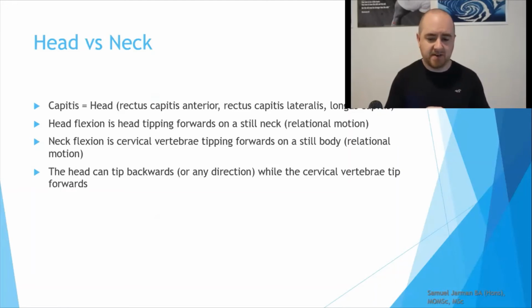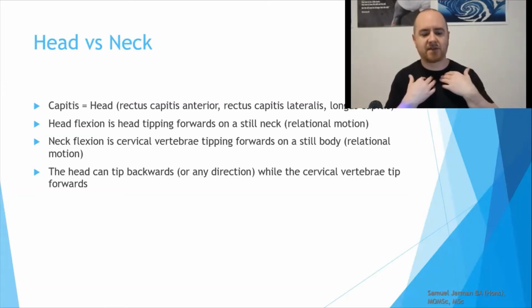But rectus capitis anterior, lateralis, and longus capitis, when moving in a united fashion, when bilaterally contracting, will tip the head forward on a relatively still cervical column. It's at least possible that they could have some impact on cervical flexion because they do attach to the anterior portions of cervical vertebrae, but their contribution is likely low, if non-existent. So again, head flexion is tipping of the head forward, or the skull forward, on a still neck. And then cervical flexion, neck flexion, is cervical vertebrae tipping forward on a relatively still body.